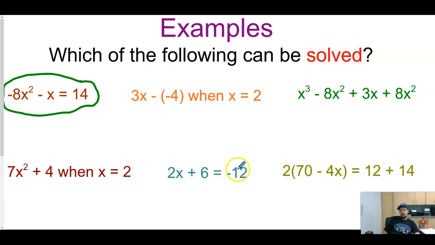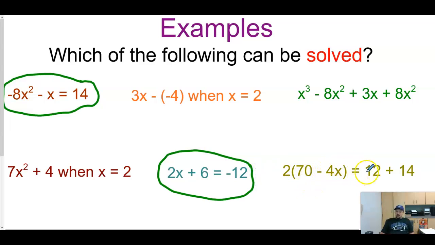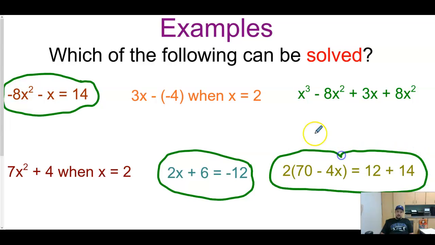2x plus 6 equals negative 12. Here's one right here. We can solve this. 2 times 70 minus 4x equals 12 plus 14. Here's my equal sign, which means I can solve this. There we go. So those can be solved. These other ones are not solved.